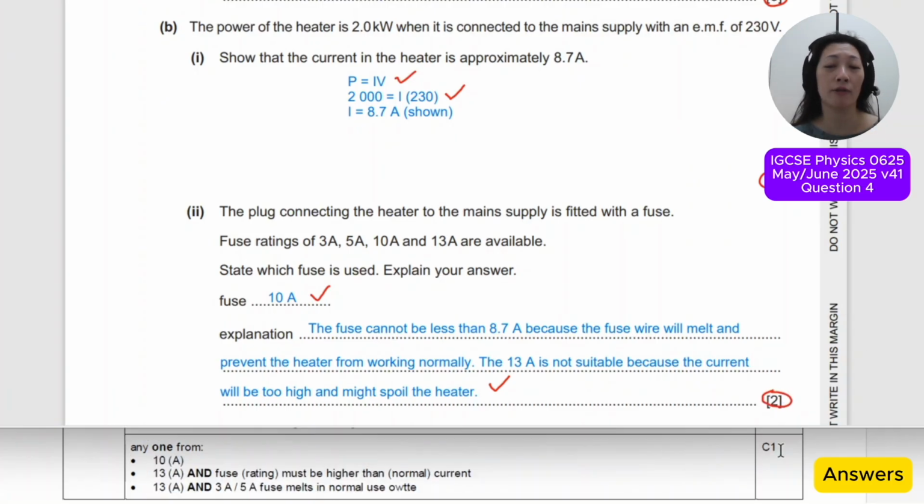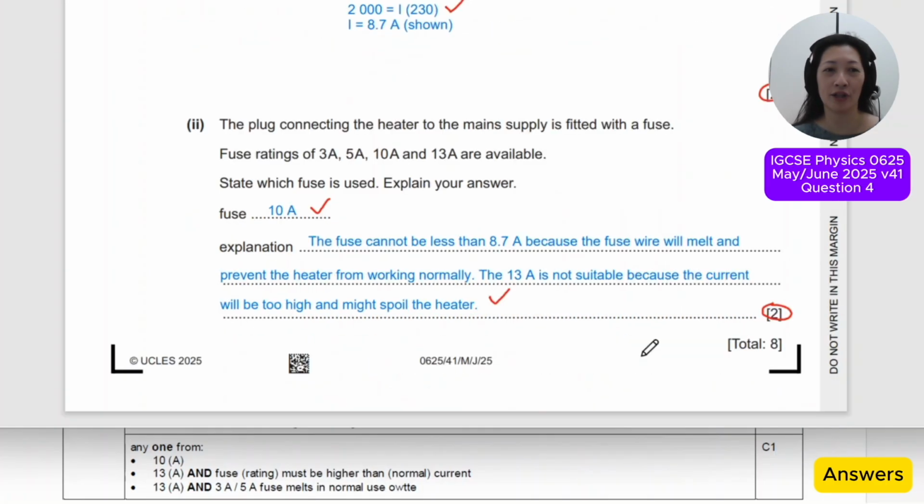So what could cause you to not get full marks? For one, if you selected the correct fuse, which is 10 ampere, but you didn't give the correct explanation. Now, what if you selected 13 ampere instead? If you selected 13 ampere, you can still get 1 mark if you could give a valid reason. In this case, for example, that you mentioned the fuse must be higher than the current needed, or you mentioned that a fuse with a lower value would melt. And that's how you answer question 4.